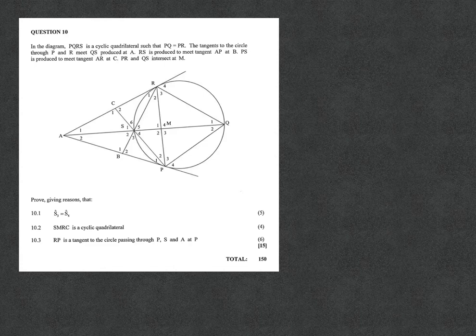Question 10, last question of the paper. You've gotten here. Well done, guys. Okay, last one's Euclidean. Question 10, in the diagram, PQRS is a cyclic quadrilateral.